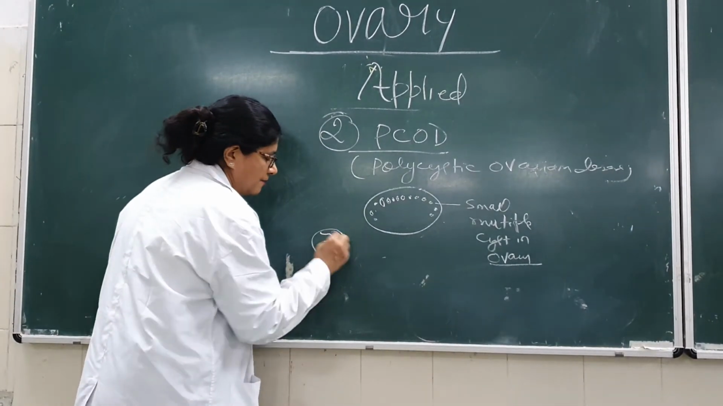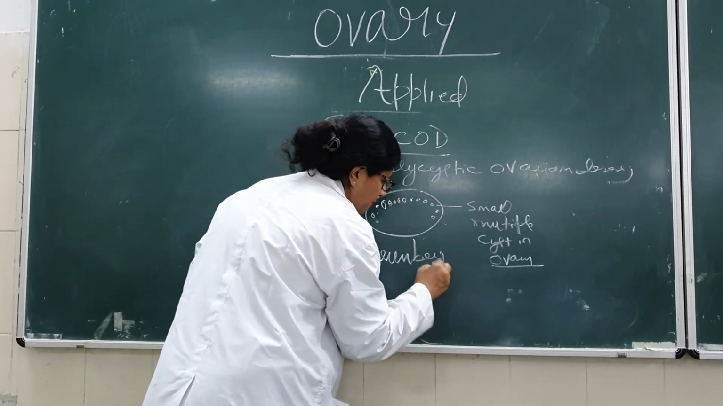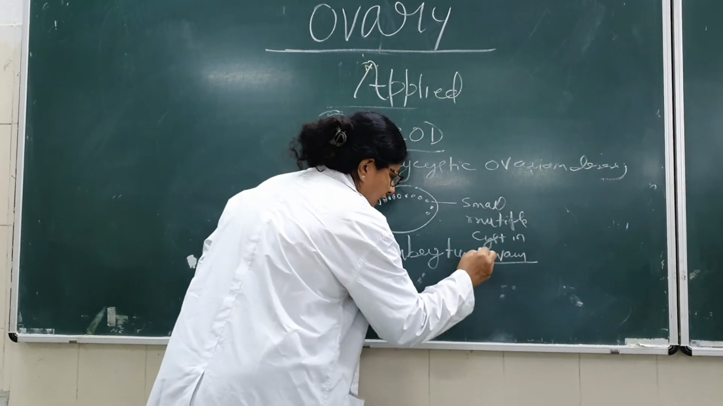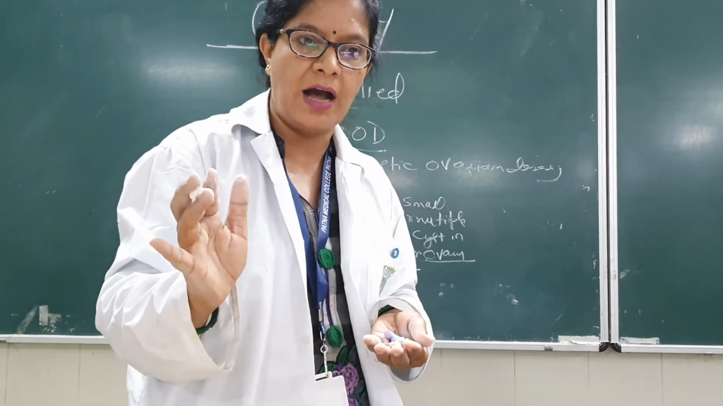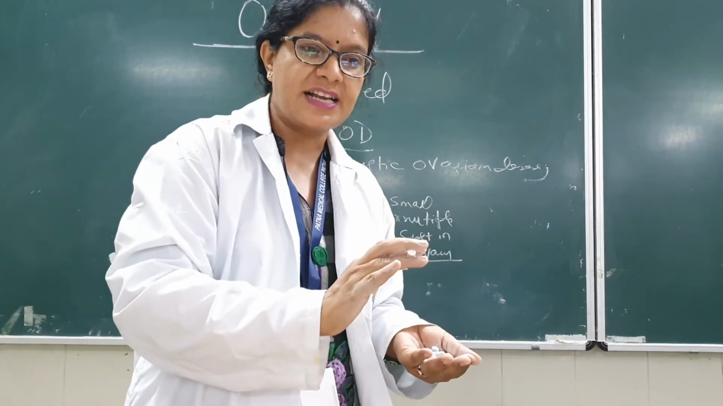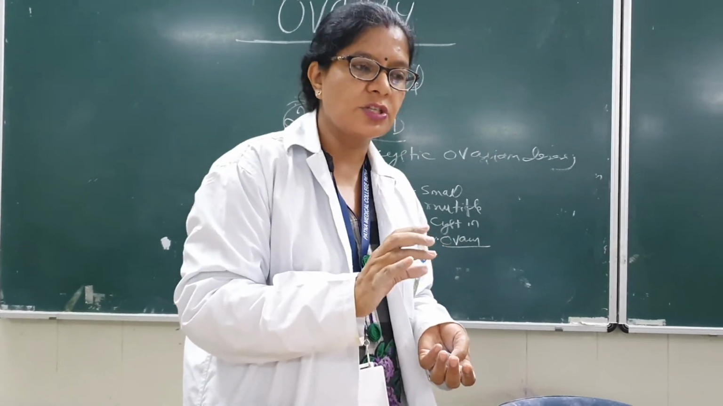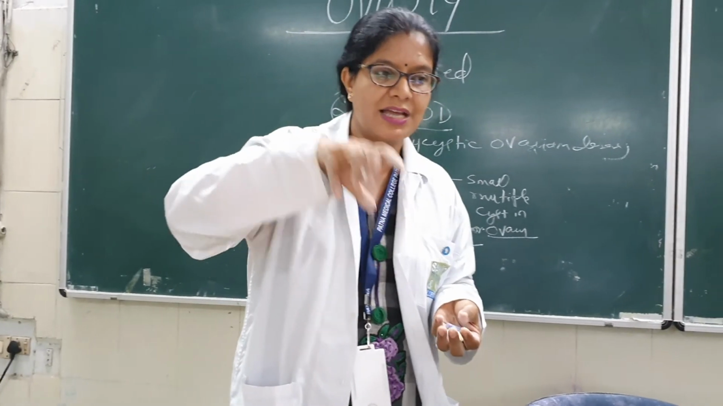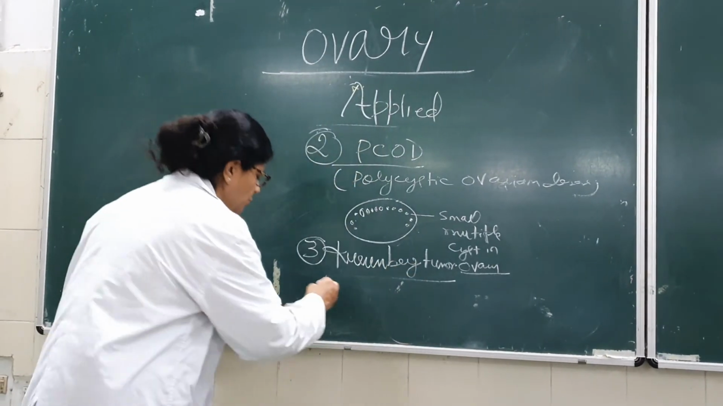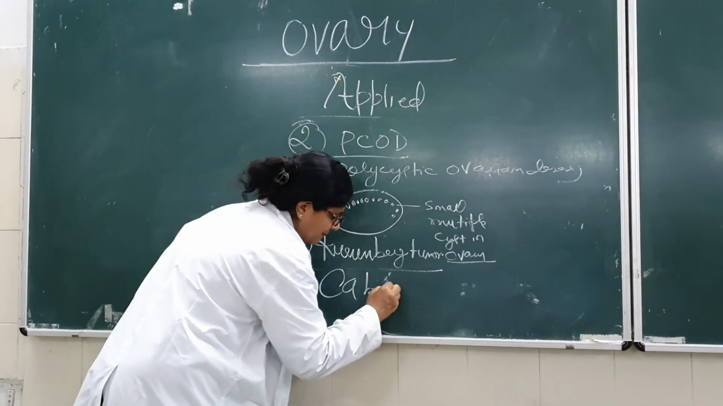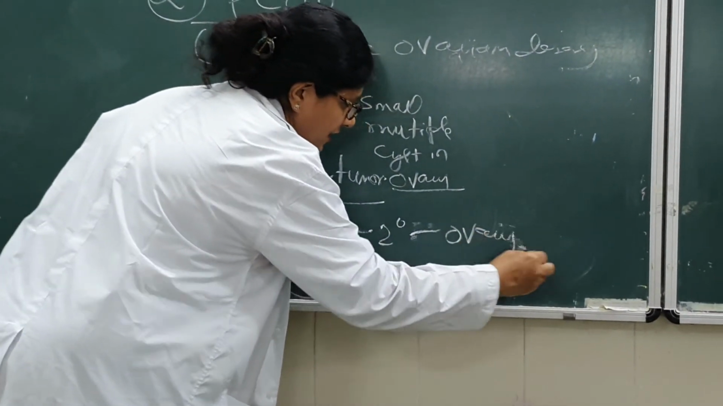Then we have Krukenberg tumor. What is Krukenberg tumor? That is the metastasis from the breast carcinoma. Okay, so if there is a breast carcinoma, it can go to the ovary as a secondary, and that will give rise to a tumor in the ovary. So the origin will be CA breast, secondary going to the ovary. This is known as Krukenberg tumor.